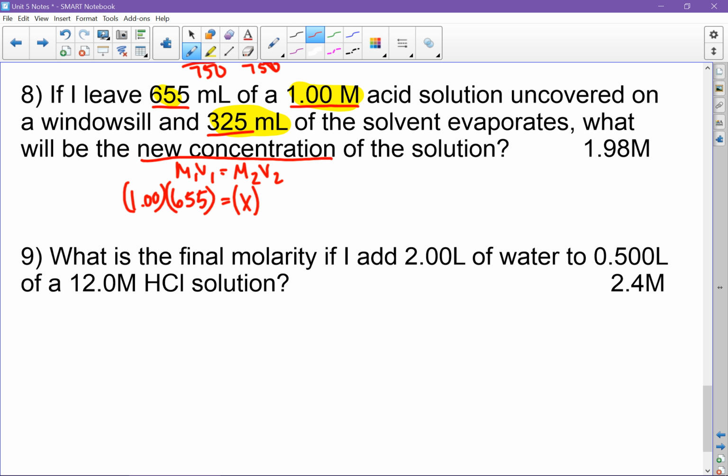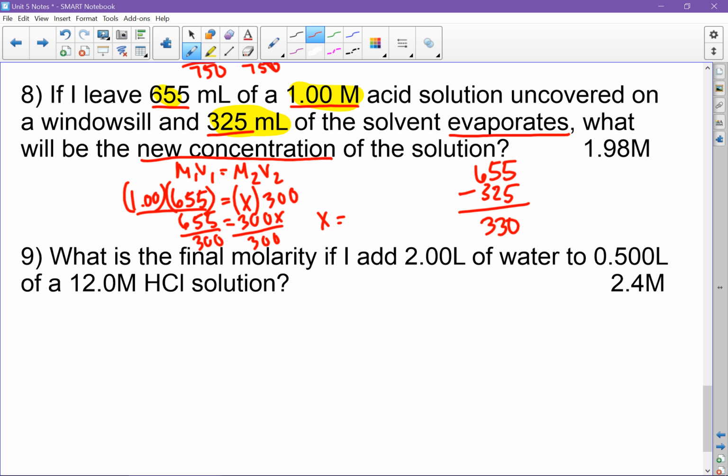Now for V2, don't just put in 325. It tells me 325 evaporates, which means you lose 325 milliliters. If you started with 655, you need to subtract those two numbers. That means that your second volume is actually 330 milliliters. And now you're set up to solve. Multiply these two numbers, 300x here, divide by the thing touching the x, put that into your calculator.